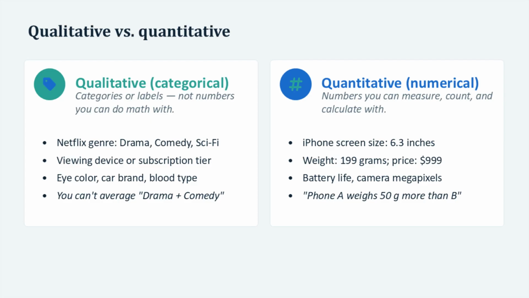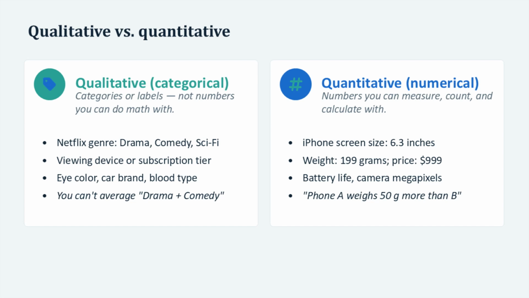Take the iPhone example. The screen size is 6.3 inches. The weight is 199 grams. The price is $999. All of those are numerical measurements. And here's the important difference. With quantitative data, arithmetic actually means something. I can say that phone A weighs 50 grams more than phone B, and that statement makes sense. I could also calculate the average price of several phones and get a meaningful answer.